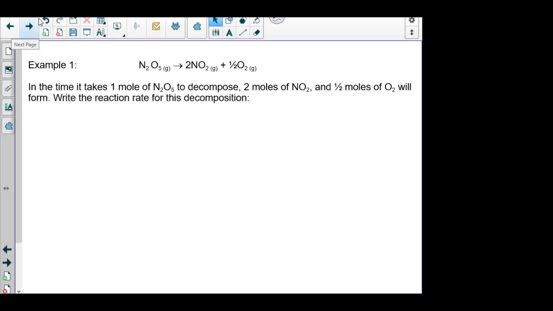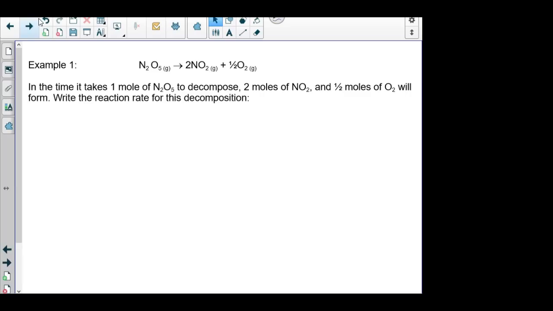Example 1. So here we have a reaction, N2O5 gas going to 2NO2 gas plus 1/2 O2 gas. In the time it takes 1 mole of N2O5 to decompose, 2 moles of NO2 and 1/2 mole of O2 gas will form. Write the reaction rate for this decomposition.